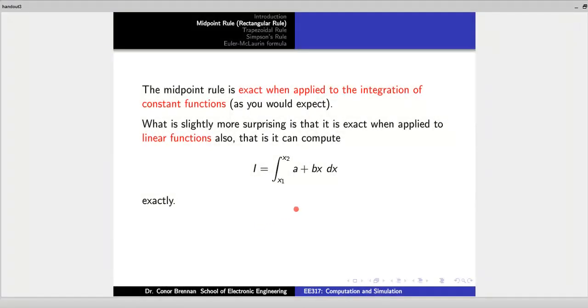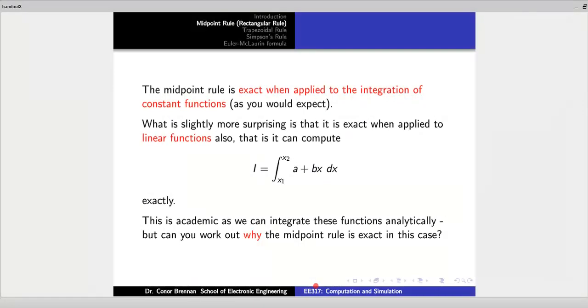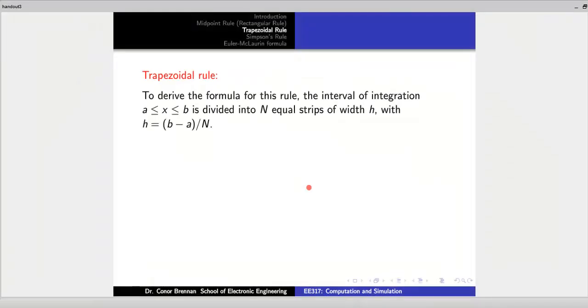What's slightly more surprising is that you can use the midpoint rule. The midpoint approximates the function locally as a constant, but surprisingly, you can use it to integrate linear functions exactly, even though it's approximating as locally being constant over these little strips. So I'll leave an exercise for yourself to verify that the midpoint rule will exactly integrate a linear function, and try and work out why that is the case.